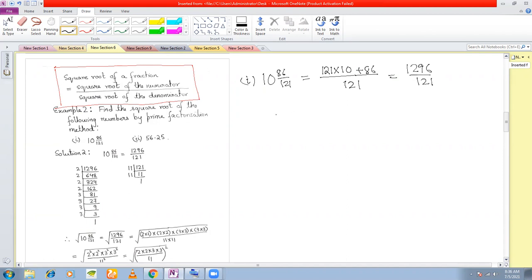Fine. So therefore, because we want to find out the square root by prime factorization method, we will prime factorize the numerator as well as the denominator. So what we write here is 1296, prime factorize this.